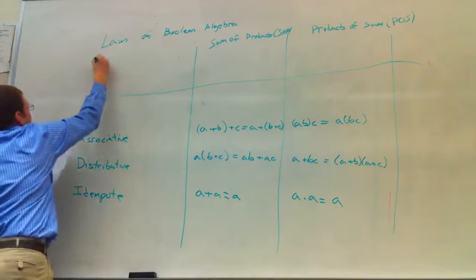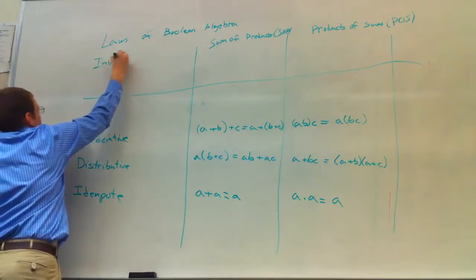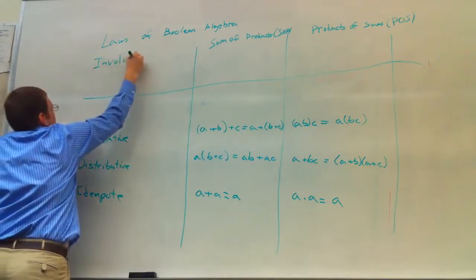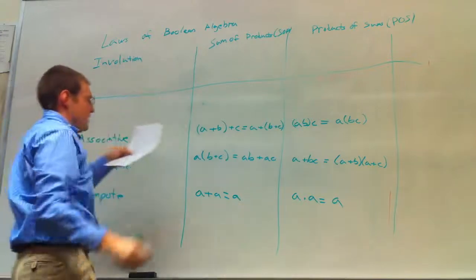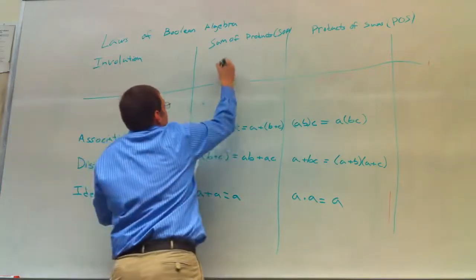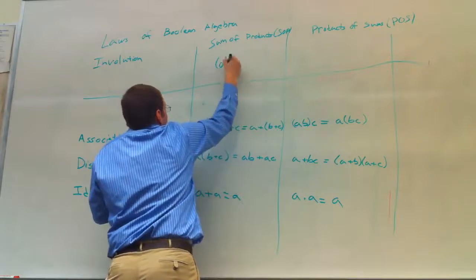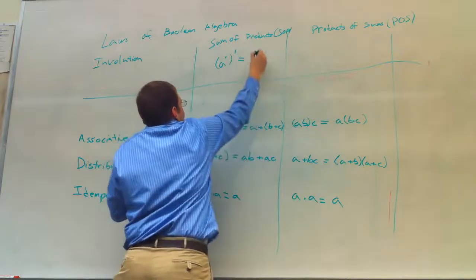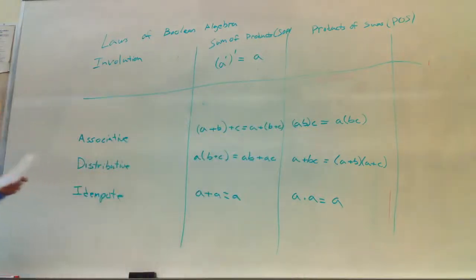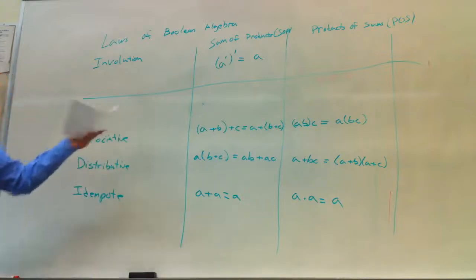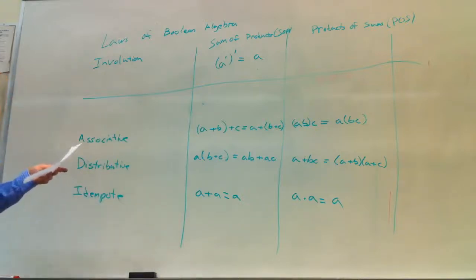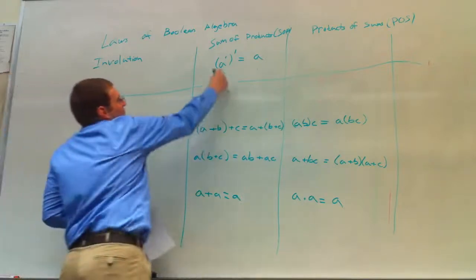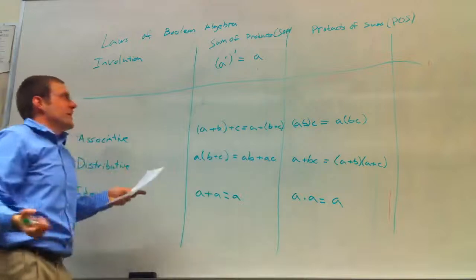Okay, we have involution, revolution. So I can have A not not equals A. I'm not going to do the other one because it works for both, same thing. We said we NOT and NOT again, so it's just A.